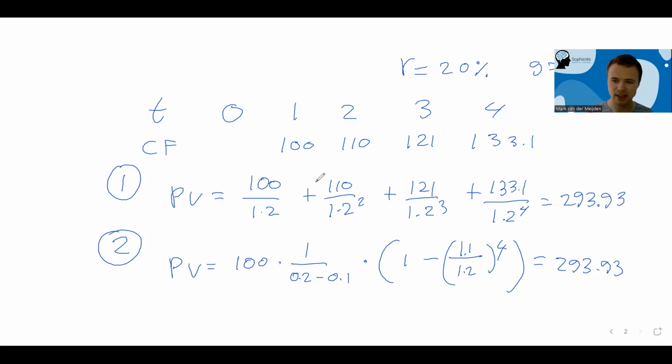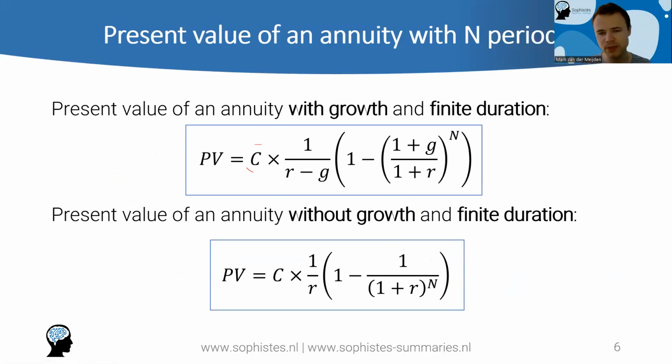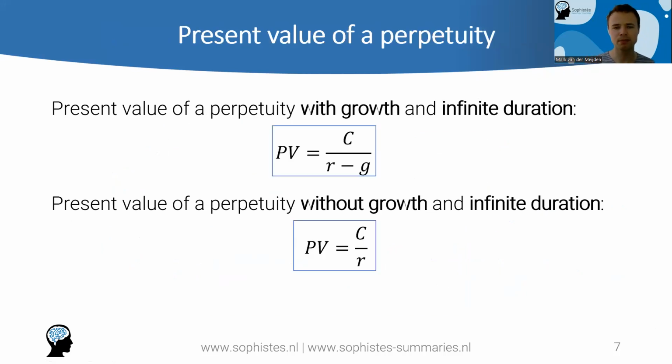Okay. Is this clear so far? Or are there any questions? Okay. So with those 2 formulas, we assumed that we had a finite period, so only 30 years or 40 years. But you can also have a perpetuity. A perpetuity is basically the same as an annuity, but now you have an infinite duration.